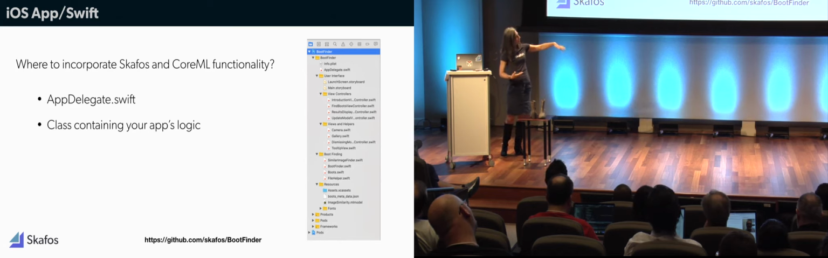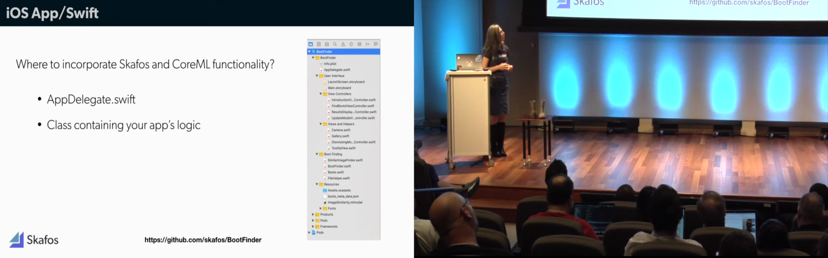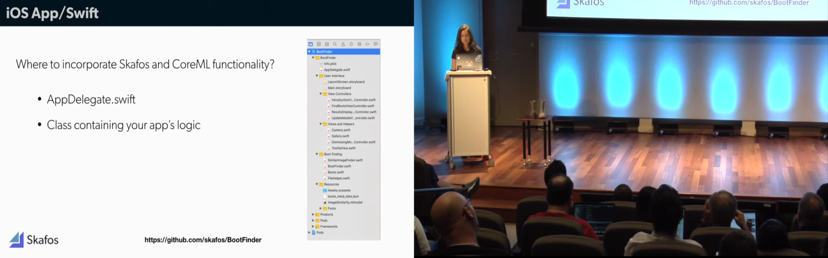And so I took a picture here of my Xcode. And so there's two places where I do this. One is in the app delegate, and one is in the class with the logic. And at the bottom, this is a different GitHub repo. So this is the Boot Finder repo. This is for the actual app itself. And you can download it and build it. And it ships with the default model.